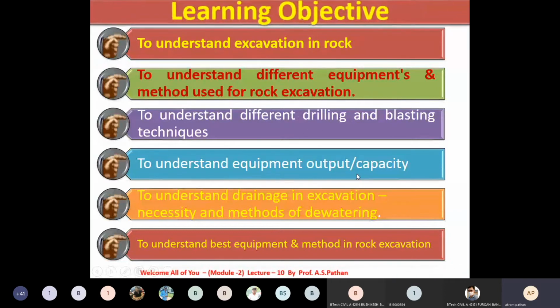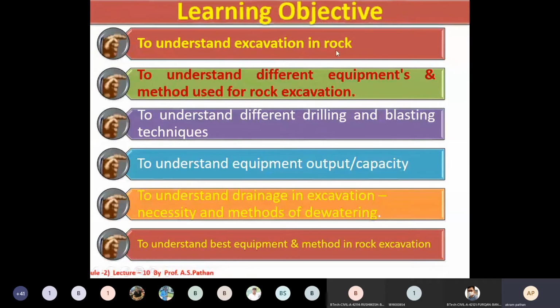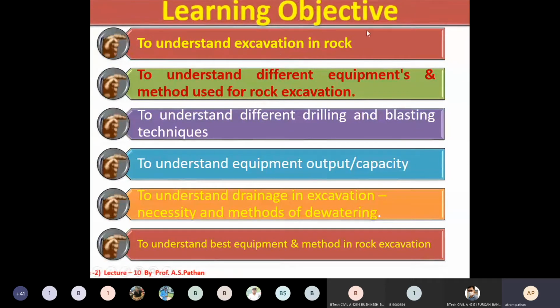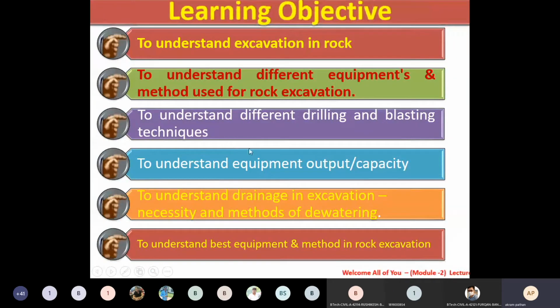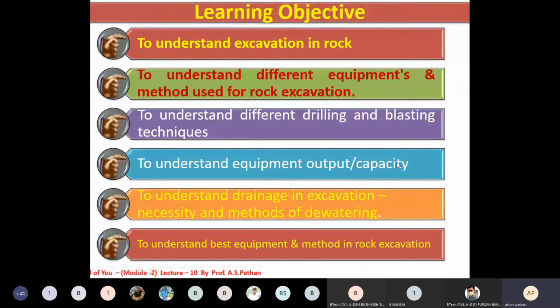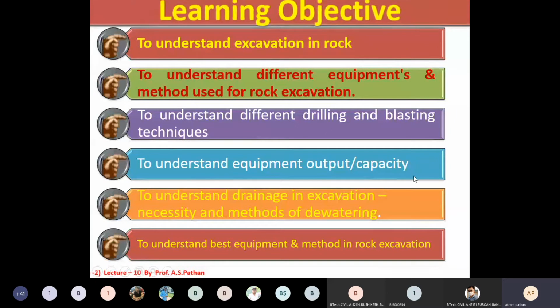Then to understand equipment output and capacity. Yes, up to a certain kind of hard rock excavation, you can use rippers, but what are the output and capacity? You can learn these particular things there also.